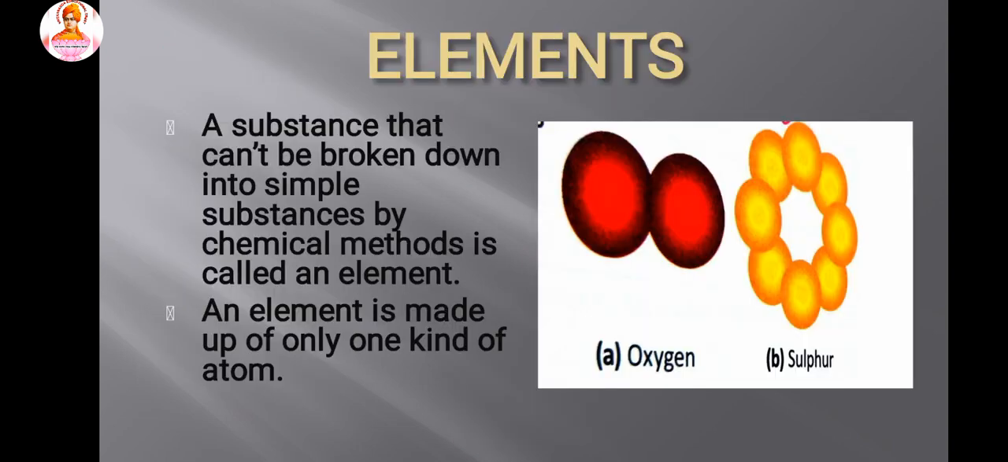Element. A substance that cannot be broken down into simpler substances by chemical methods is called an element. An element is made up of only one kind of atom. For example, oxygen. Oxygen is an element, having the same kind of atoms. Sulfur is also an element, having the same kind of atoms.